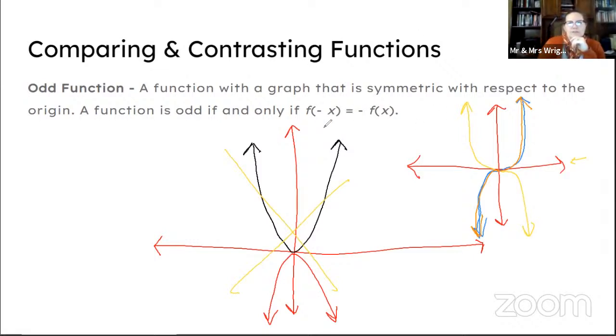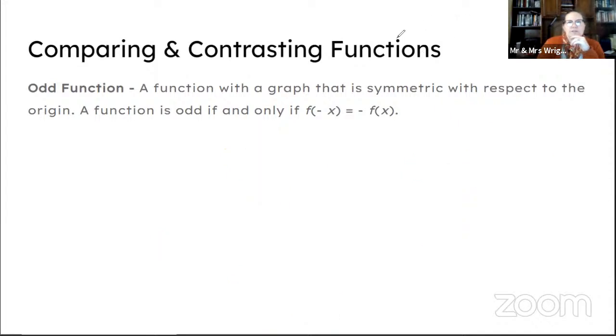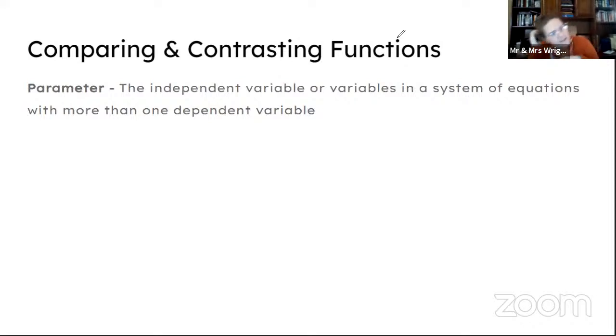And here's some additional details that we might get to a little later. Parameter is the independent variable or variables in a system of equations with more than one dependent variable. So if you have y equals x plus b, so you've got two variables, x and b. Okay, so usually you're going to have a system of equations with x, y, and z. You're going to have to add them and subtract them and things like that.